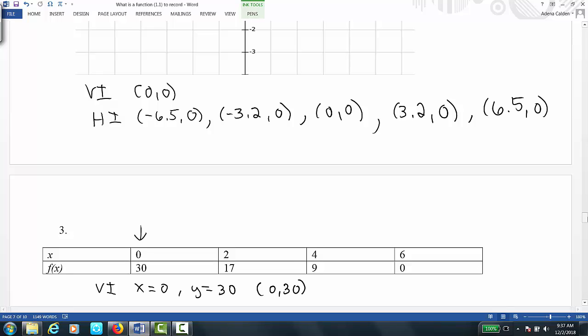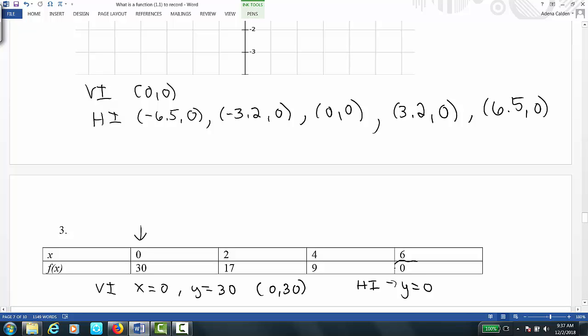Our horizontal intercept, if we have one, is going to happen when y equals 0. So here, what we need to do is go to our dependent values, which here are f of x, and see if there's any places where y equals 0. Remember, this could happen 0 times, 1 time, or many times. So we have to consider all the values of f of x because there might be multiple instances where it equals 0. What we see here is that it only happens once.